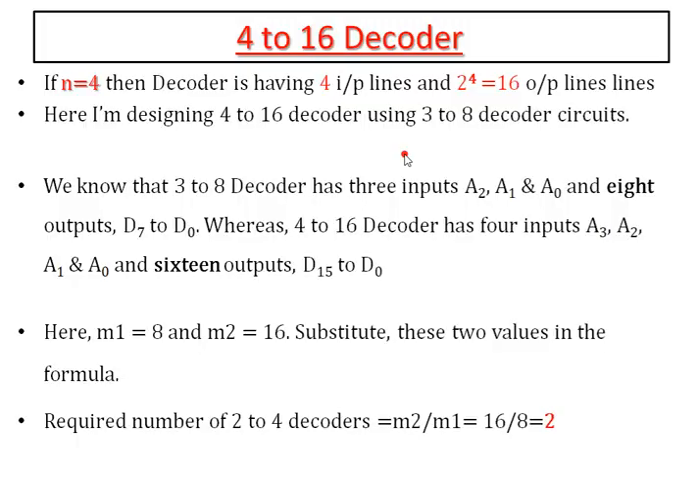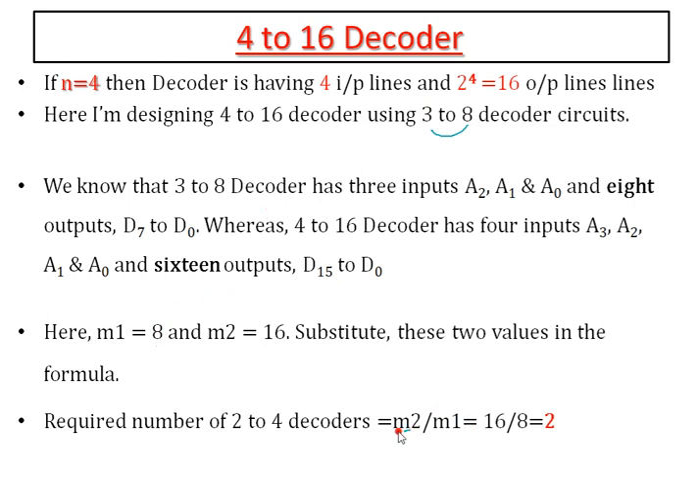Next, we'll see the 4 to 16 decoder circuit. If n is equal to 4, that means 4 input lines and 2 power 4, 16 output lines, as we know. So this is the 4 to 16 decoder. Observe here, I am taking the 4 to 16 decoder circuit using 3 to 8 decoders. By considering the lower order decoder, I am designing the higher order decoder. We know the formula, that is nothing but M2 by M1.